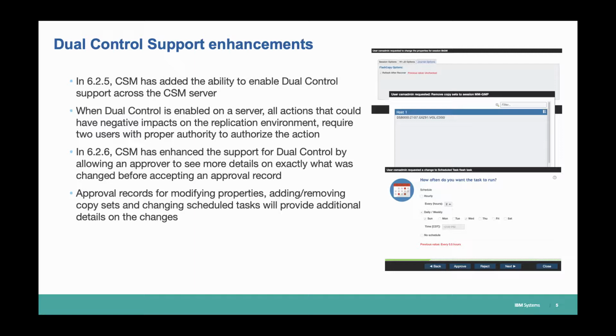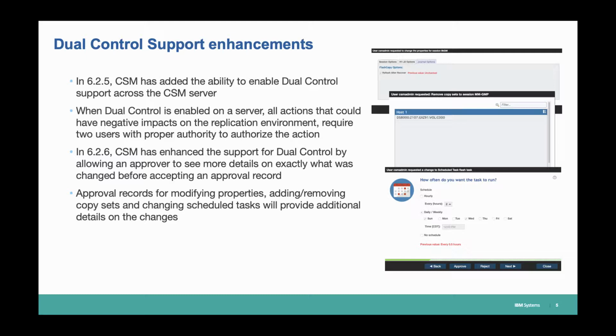So if someone tries to start a session, it requires another user to approve that start before the start actually occurs. Same with modifying the properties, because that could have an impact on, say, your RPO times. Another user has to come in and approve those modifications. In our 625 release, we displayed the dual control requests, and an approver would come in, see the general idea of the request, and then approve or reject it.